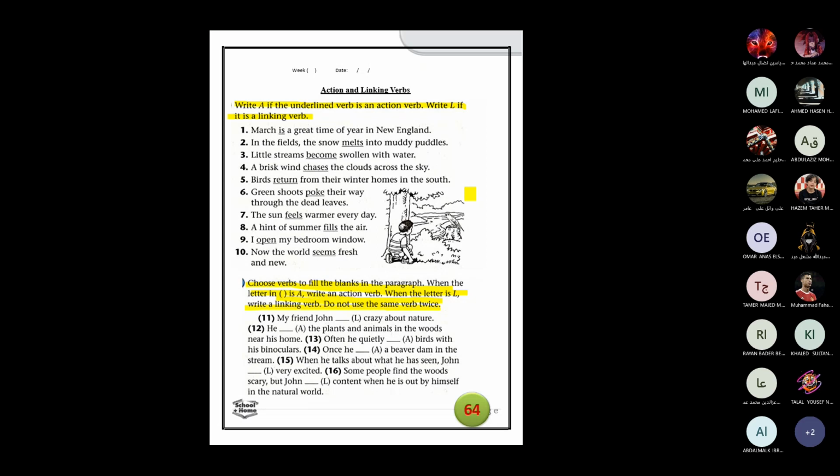Yasin Nidal. Okay, Yasin, so what about number 14? Complete it with an action verb. A means action, okay? Okay, very good, Yasin. Who else, guys? Page 64.